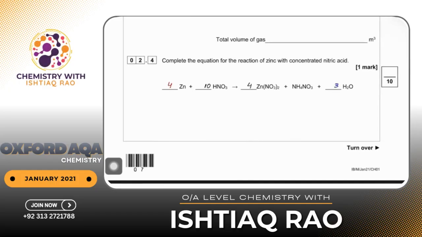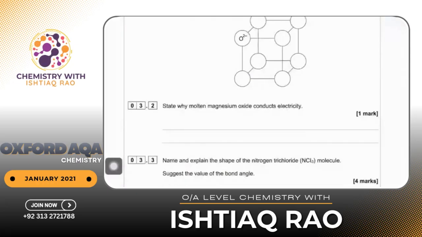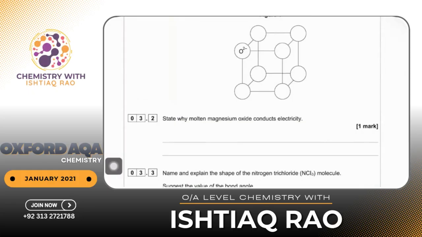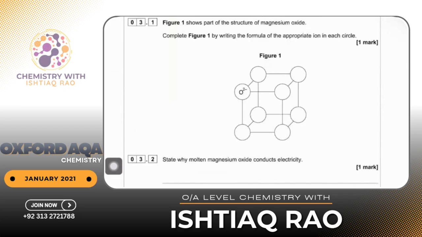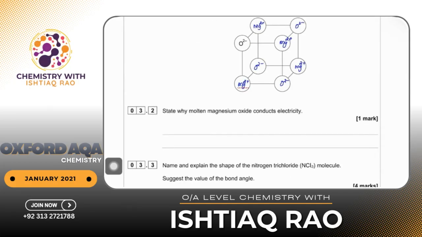Then, why does molten magnesium oxide conduct electricity? By the way, magnesium oxide is an ionic compound. They're asking us to complete it. So, oppositely charged ions. Free electrons is the answer of the next one? Free or mobile electrons? No, free ions, not electrons.